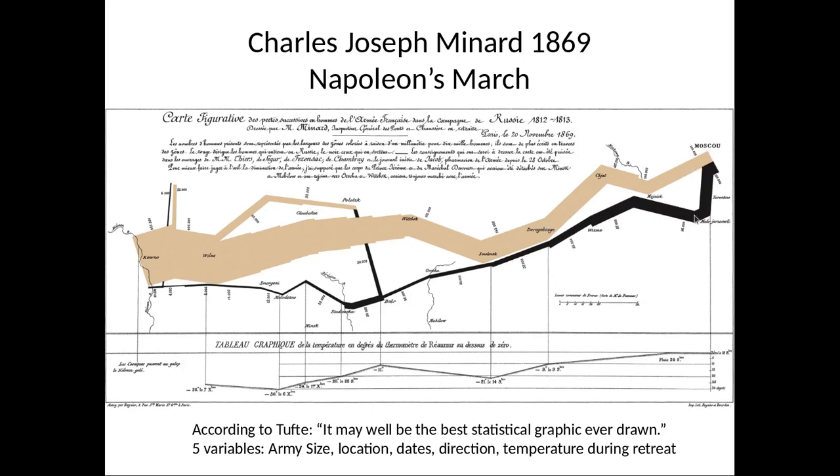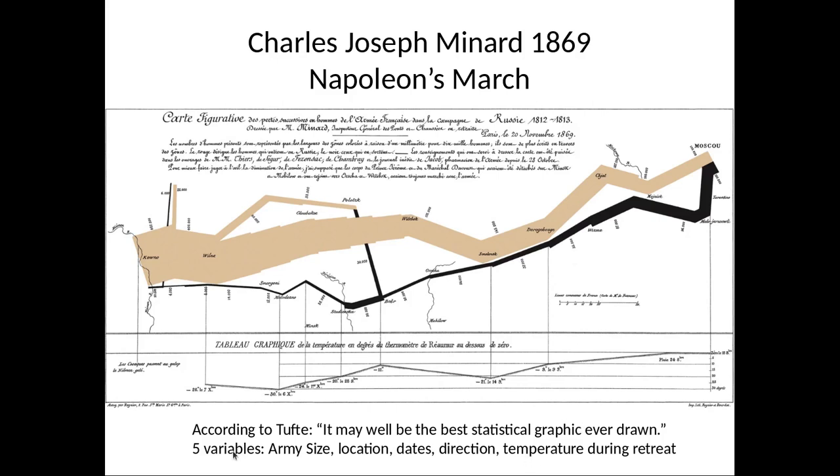And then the black stripe shows actually the return journey, and each point is actually labeled by the area through which they were passing, and then the return journey. And the line below actually shows the temperature along the way when they were going back. So it may well be the best statistical graphic ever drawn in the classic period. Remember that this visualization was drawn in 1869.